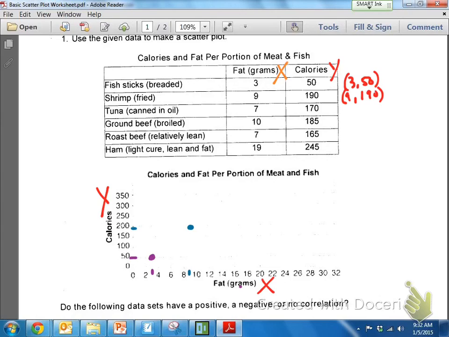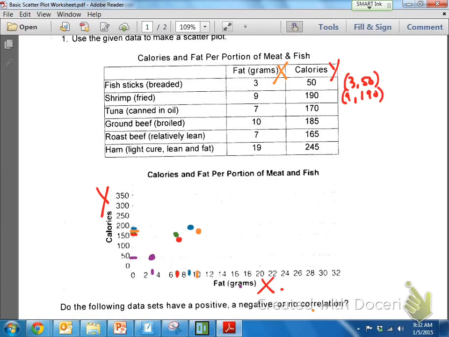So (7, 170). Okay, 7 is right here, 170 is about here. Next point is going to be (10, 185), so 10 is exact, and then 185 would be right in between there. And then we have (7, 165) for roast beef. 7, again, is right here. 165 would be about here. So pretty close to the green one, so we'll put it right next to it.